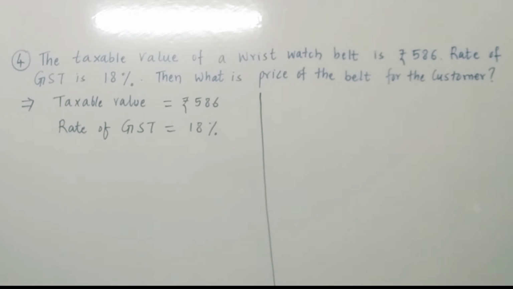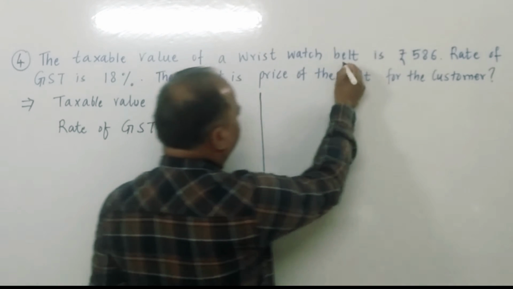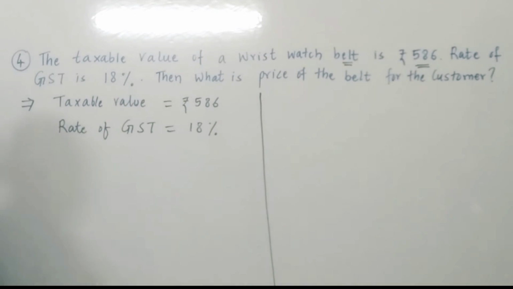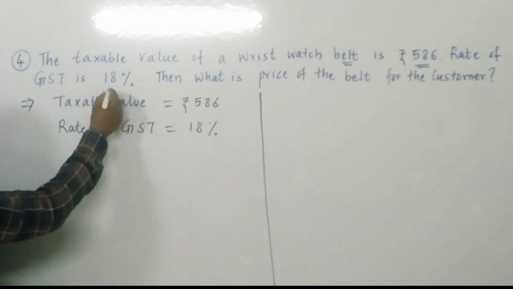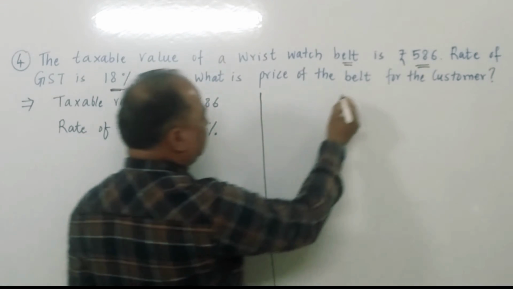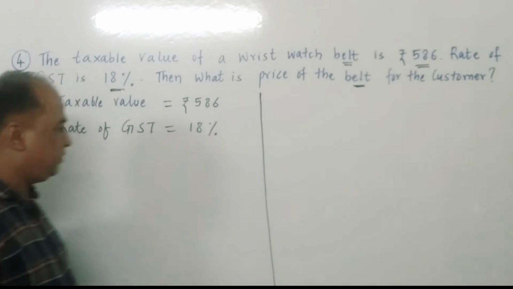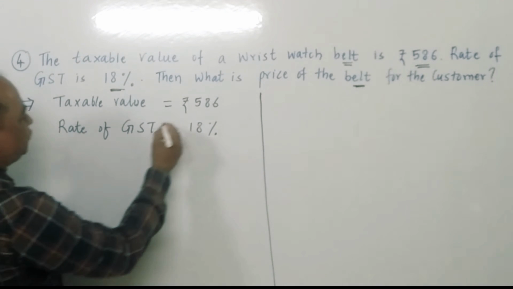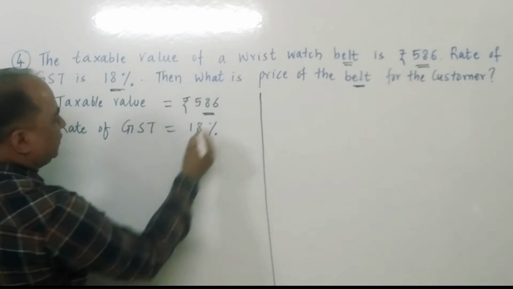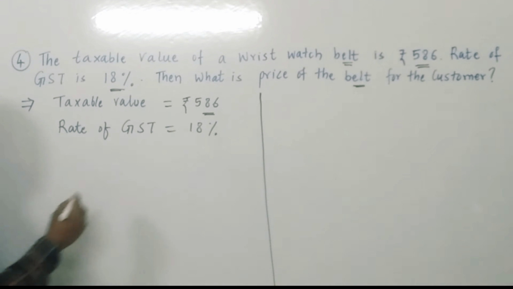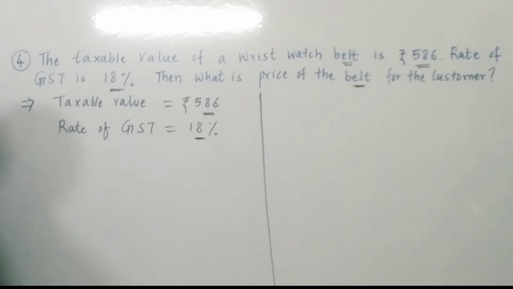Fourth example, the taxable value of a wristwatch belt is rupees 586. The rate of GST is 18%. Then what is the price of the belt for the customer? So here the taxable value of the wristwatch belt is rupees 586, which is given, and rate of GST is 18%.